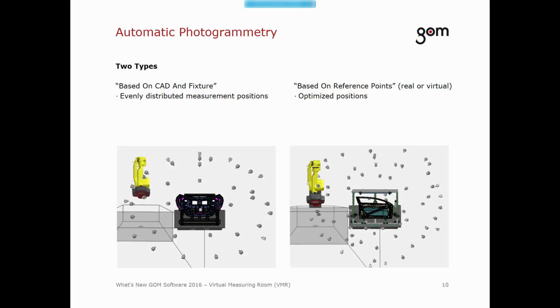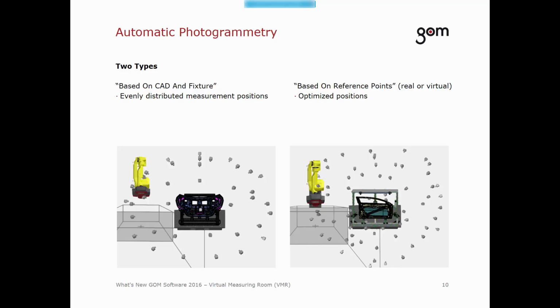If you don't have any reference points in your project, use the function based on CAD and fixture to create evenly distributed measurement positions around the measuring object and a fixture in the form of a bell. If you have reference points, use the function based on reference points to create optimized measurement positions. The used reference points can be measured in reality or created virtually.